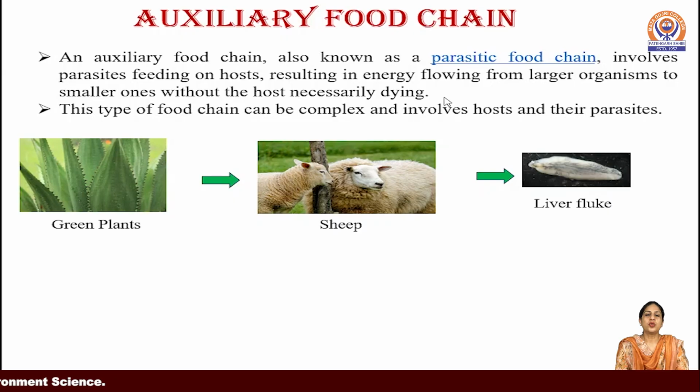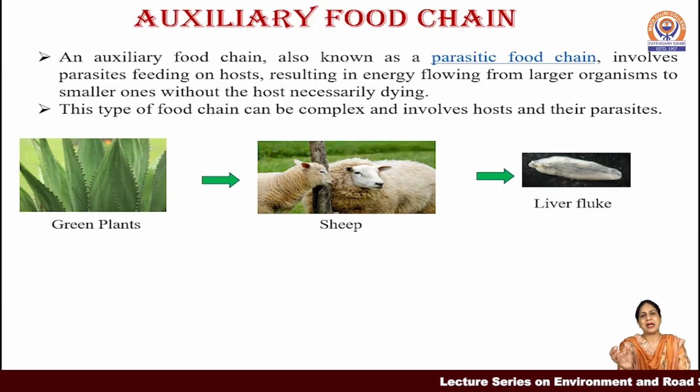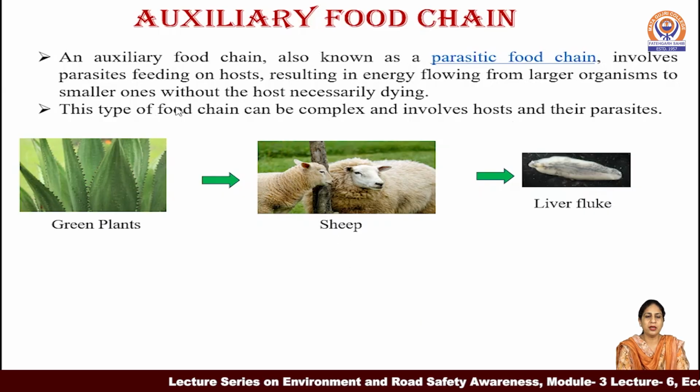necessarily dying. So dear students, earlier we were seeing that the smaller organisms were being fed upon by the larger organisms. But it is reverse in this case, because the host is larger in size, whereas it is being fed upon by a smaller parasite that is residing on it. So each organism can have a number of parasites residing on it, and this makes the auxiliary food chain. So this type of food chain can be complex and involves hosts and their parasites.